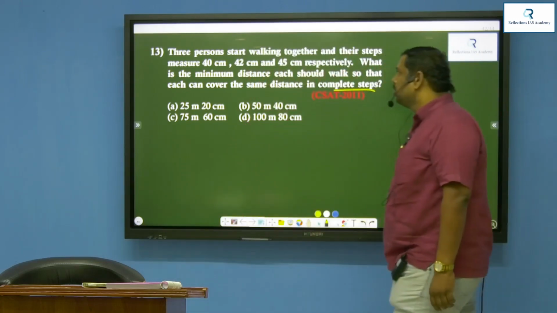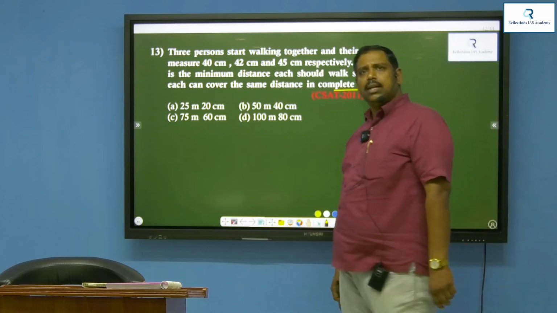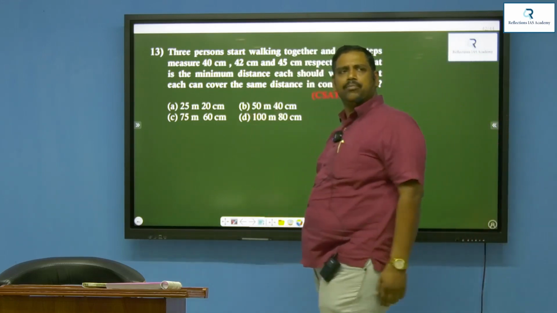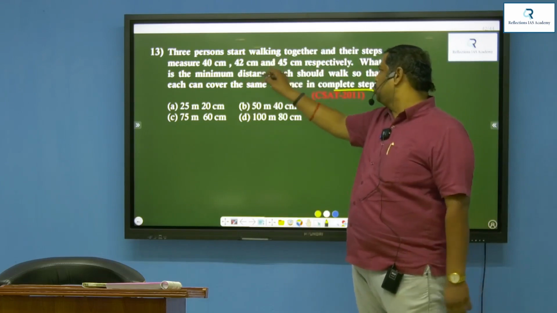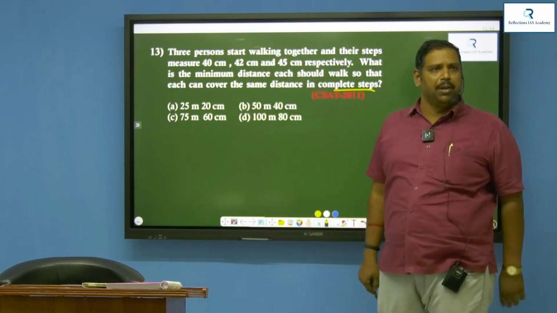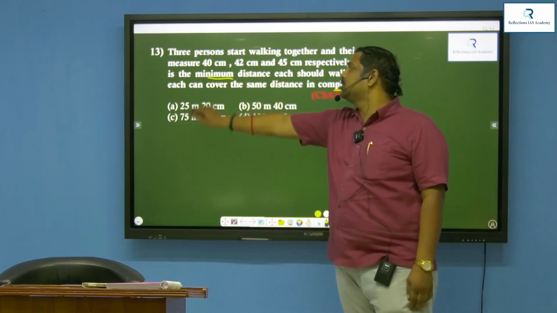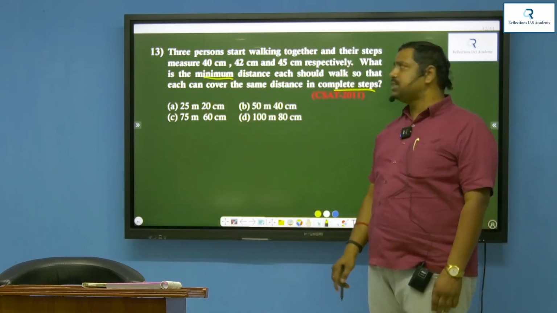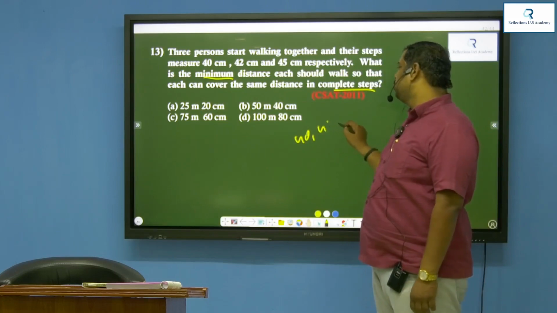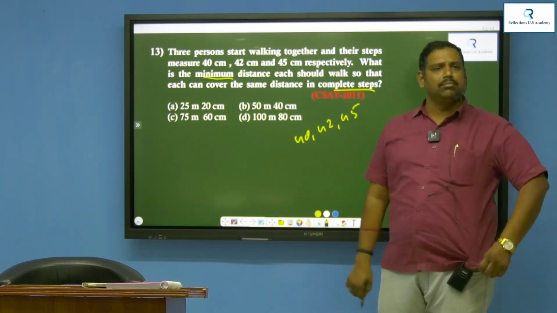I am the second person: 42, 84, so a multiple of 42. So it is a multiple of 40, 42, and 45, a common multiple for all three. Yes or no? And he is asking about the least distance, minimum distance, which means LCM. What's the LCM of 40, 42, 45? That is what he is asking simply.